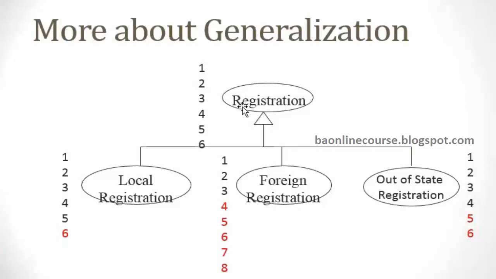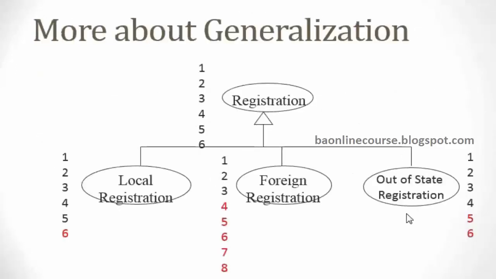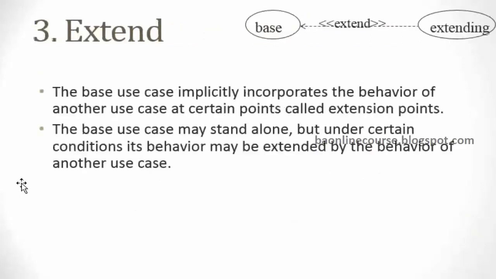As and when you get more clarity, then you can figure out that there is common behavior, like authenticate customer, which I can pull out and use as an include. Or all these registration processes are actually the same, which is the registration, but with some minor tweaks. So I'll have a generalization relationship, right? Or this particular use case has some special scenarios, special conditions, and then it would have some additional extended steps, which is called the extended behavior. So you use an extend.